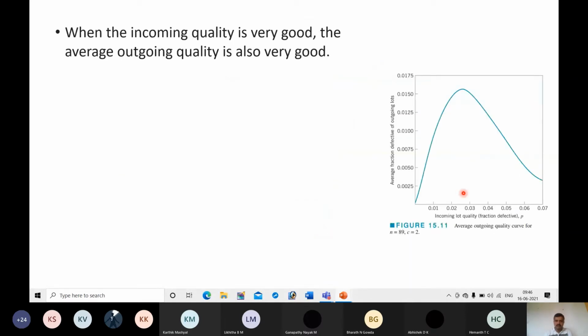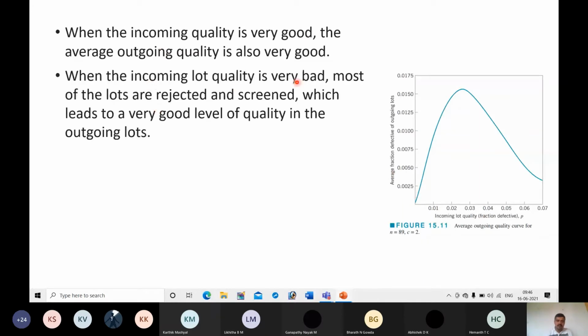Incoming quality is very good, like this. Here defectives are less than 1%, that is 0.01 fraction defective. Lot fraction defective is 0.01, meaning it is less than 1%. Now you can see that in the outgoing lots also the number of defectives is very low. When the incoming quality is very good, the average outgoing quality is also very good.